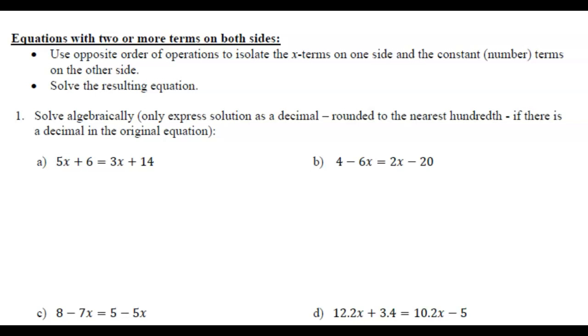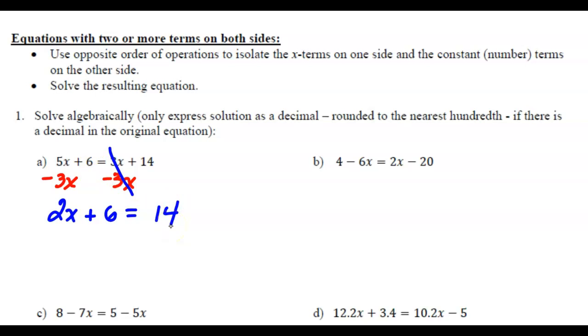Here we have 2 x terms and 2 constant terms. What I always think about is, what's the smallest x term? That's the one I'm going to move. That avoids getting negatives. Between 5x and 3x, 3x is smaller, so I'm going to subtract 3x from both sides. And so that will go away. 5x minus 3x is 2x. I copy out the 6, the equal sign, and I'm left with 14.